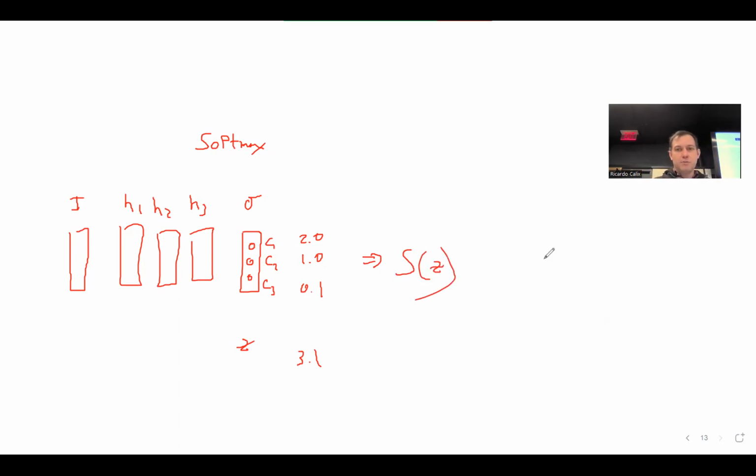And the translation for it should be that we are going to get, and write this down so that you can corroborate, 0.7, 0.2, 0.1.